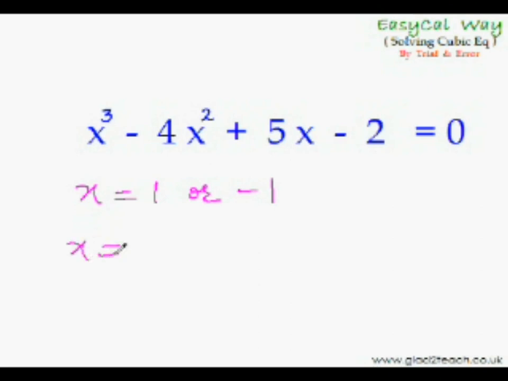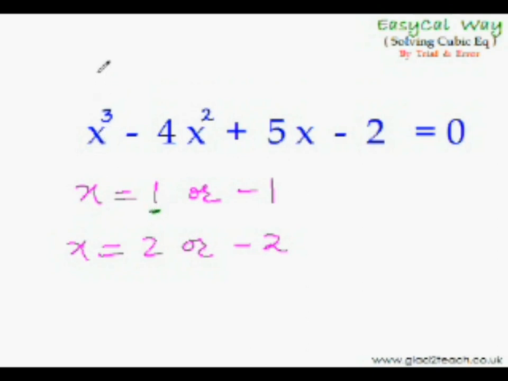Like you can put x equal to 2 or minus 2. Then 3 or minus 3. Like that. That means by hook or by crook, we must get at least one root out of the three roots of the cubic equation. So let's first check x equal to 1.